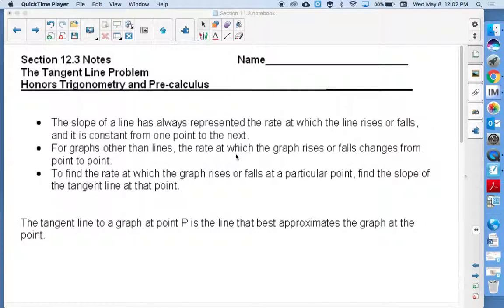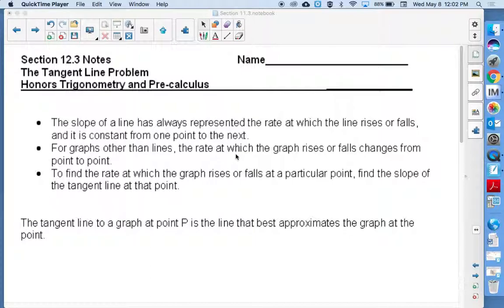Line from one point to the next. It's constant. So you could have said constant, but because it's a line, it increases 2 up over 1, 2 up over 1, 2 up over 1. It's the same slope for every point from one point to the next.